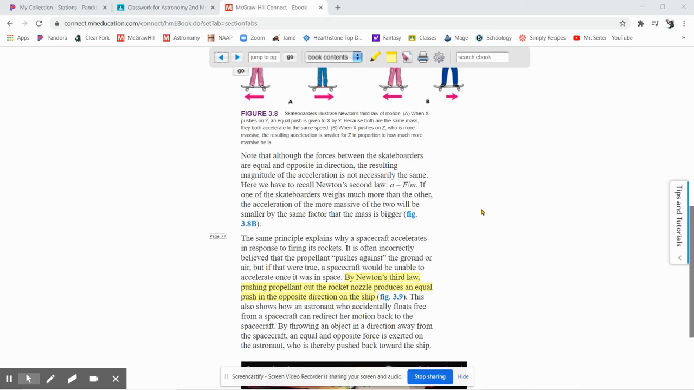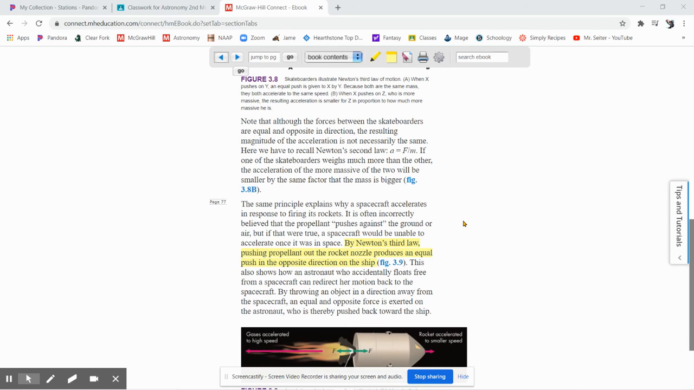The same principle explains why a spacecraft accelerates in response to firing its rockets. It is often incorrectly believed that the propellant pushes against the ground or the air. But if that were true, a spacecraft would be unable to accelerate once it's in space. Why? Because in space there is no air, or the ground is not there.